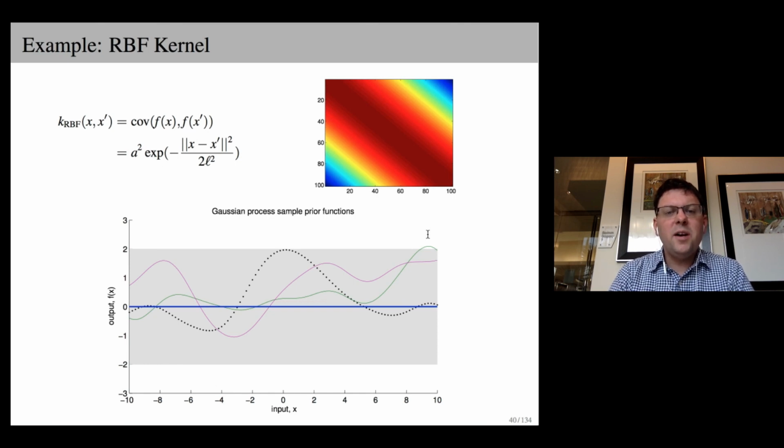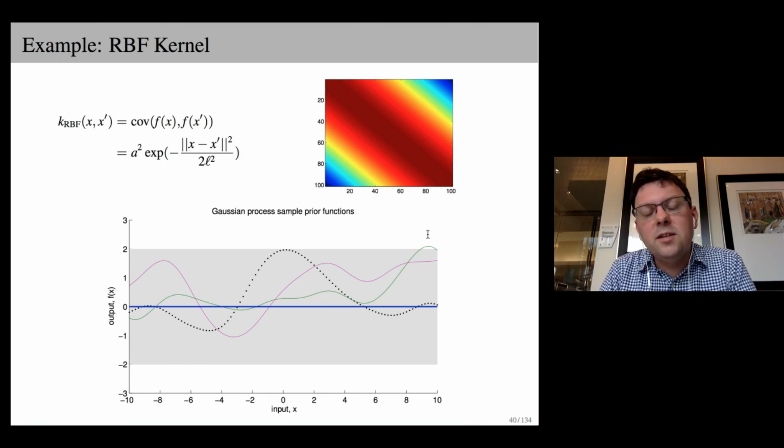It incorporates the very intuitive inductive bias that functions that are close together in the input space should be more correlated than functions that are far away in the input space. For example, airline passenger numbers in 1951 and 1952 should be more similar than airline passenger numbers in 1951 and 1960. So this is a very natural inductive bias.